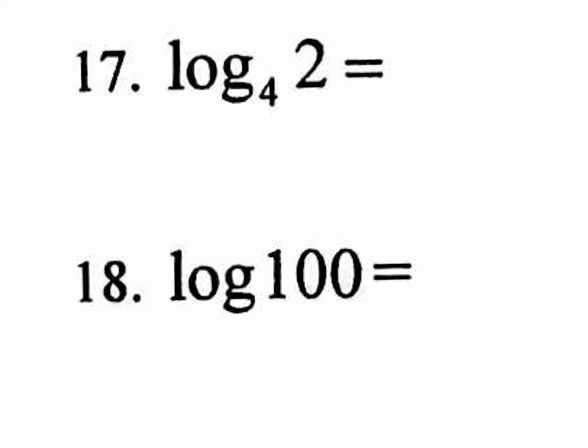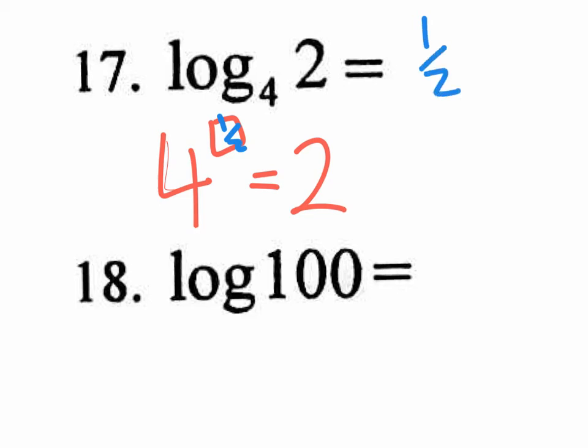So moving on to number 17, you could rewrite it as exponential form so you could think about the answer. 4 to what power will give you 2 as an answer? Again, it's 1/2 because the power of 1/2 is a square root, and the square root of 4 is 2. So the answer is 1/2. Okay? How about number 18?